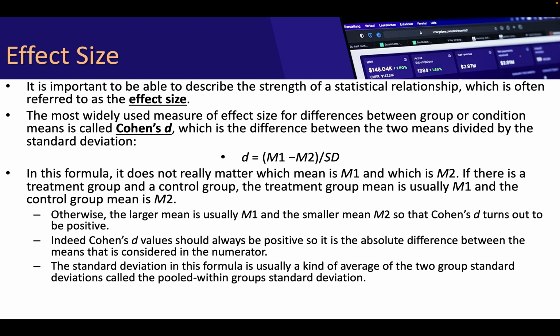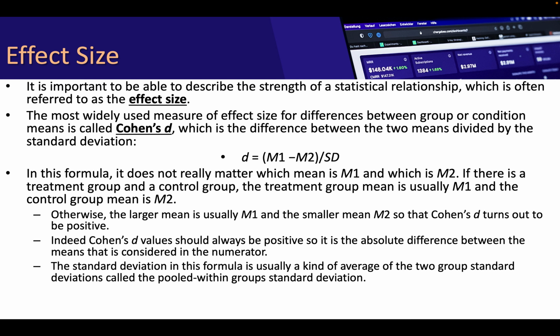It is important to be able to describe the strength of a statistical relationship, which is often referred to as the effect size. The most widely used measure of effect size for differences between group or condition means is called Cohen's d, which is the difference between the two means divided by the standard deviation.